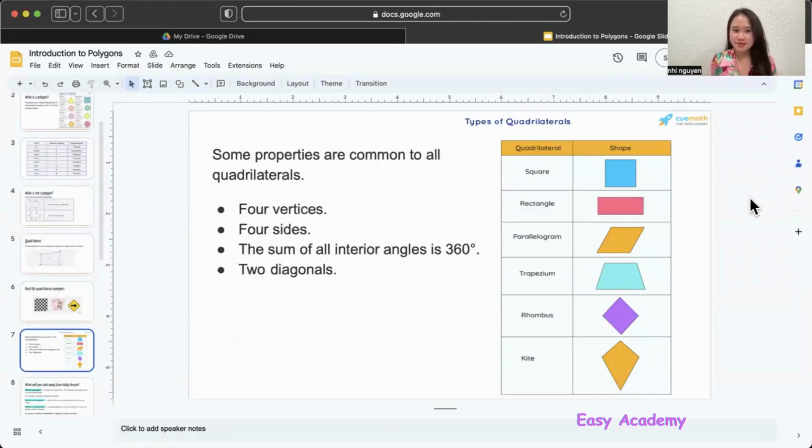First of all, let's talk about some properties that are common to all quadrilaterals. All quadrilaterals have 4 vertices and 4 sides. The sum of all interior angles is 360 degrees, and they have 2 diagonals. All of these features apply to all quadrilaterals, including square, rectangle, parallelogram, trapezoid, rhombus, and kite.